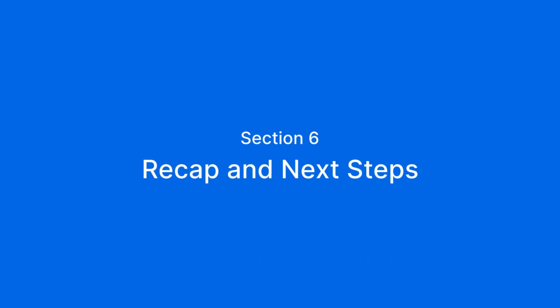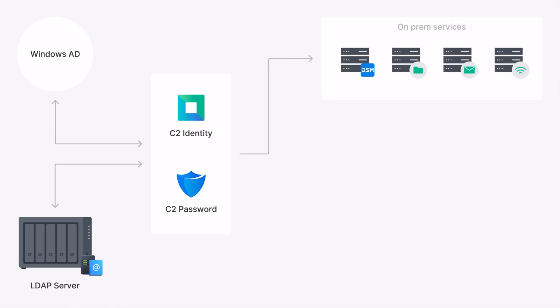Moving on into our last section today, recap and next steps. We started off taking a look at how you set up C2 Identity for the first time, from creating your domain to applying your encryption key. We then got our users going. We added them manually, did some CSV imports, and also did some syncing with external directories like Microsoft Active Directory, for example, that may have already been on-premise.